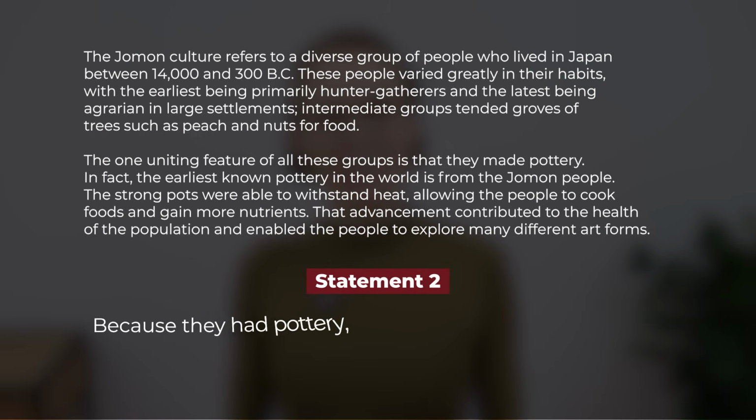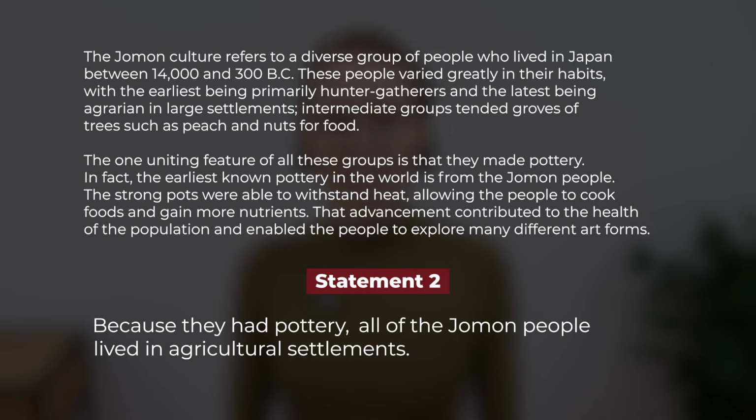Now, let's move on to statement number 2. Because they had pottery, all of the German people lived in agricultural settlements. The keyword here is agricultural settlements. So we're looking for this in the passage. Have a look at the second sentence. It says, these people varied greatly in their habits, with the earliest being primarily hunter-gatherers and the latest being agrarian in large settlements. This means that there were agricultural settlements. So this sentence is important to answer the question.